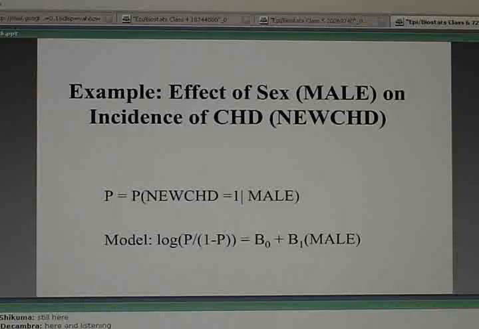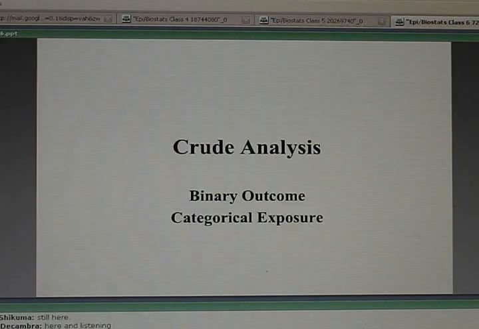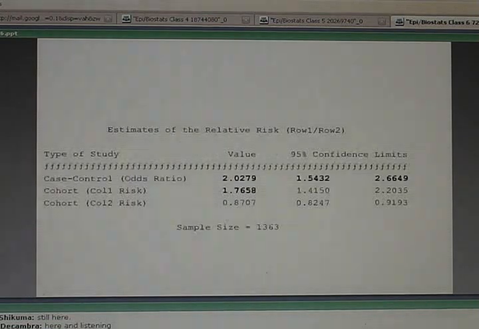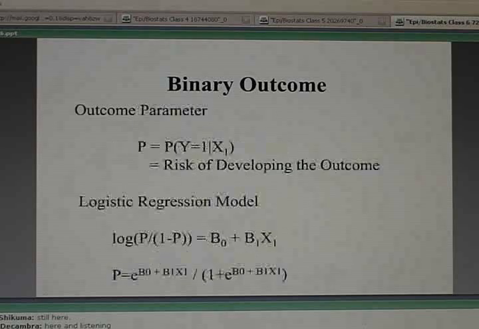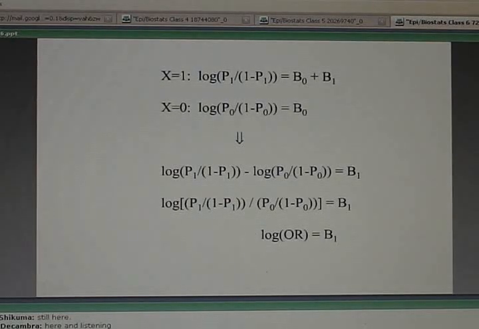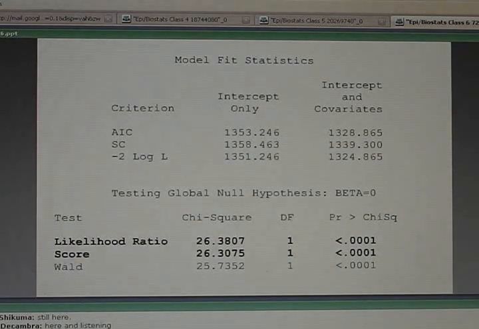2.028, 1.543 up to 2.665. If we go back to the 2x2 table that we saw initially, there's that same odds ratio. There's that same confidence interval. So bottom line is, anything you can do with the 2x2 table, you can do with the logistic regression model. So if you have a binary risk factor and a binary outcome, you can build 2x2 tables, or you can build logistic regression models and get the same inference, the same p-values, the same confidence intervals, the same odds ratio.